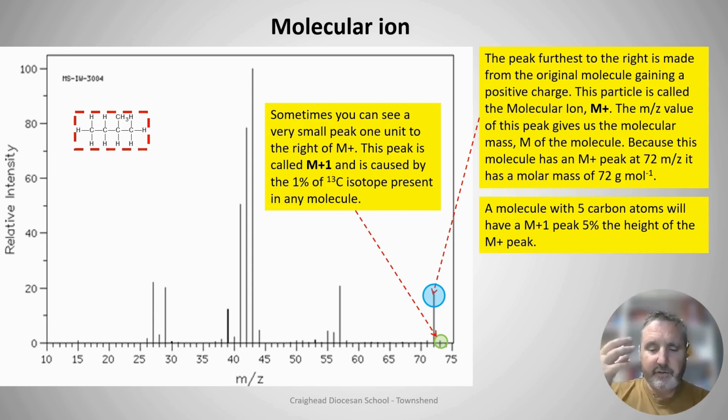And the reason that I'm mentioning this is we disregard this. This isn't the peak at our furthest right. The peak at the furthest right is the blue one, which we call the M+ peak. We just acknowledge that there is the M+1 peak, but we ignore it.